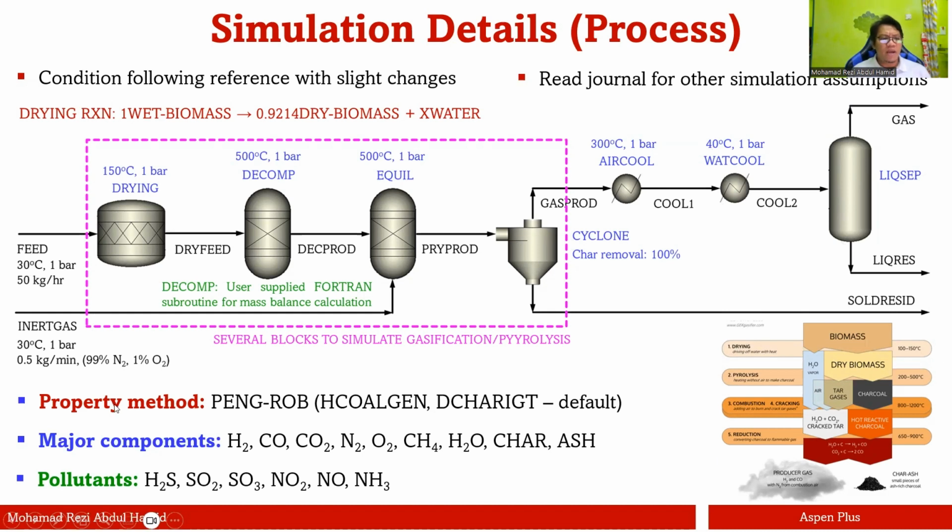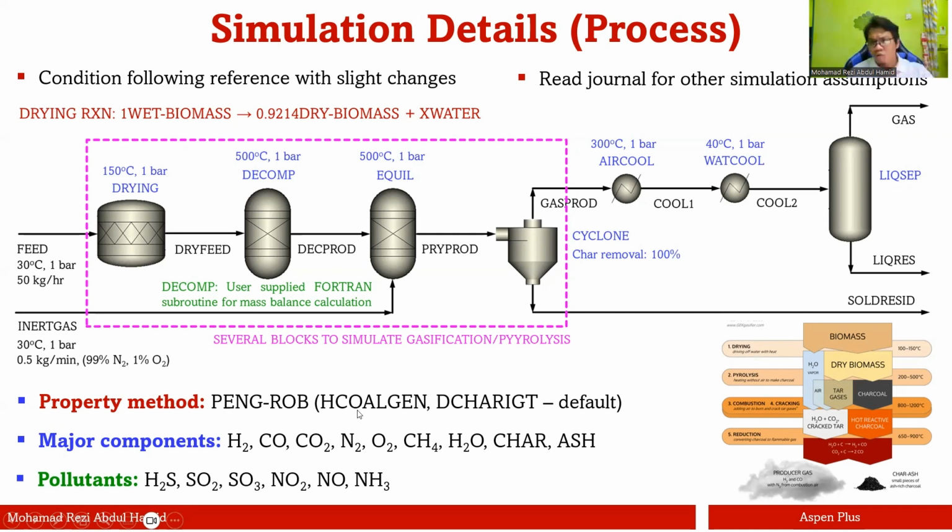In terms of property method, the paper uses Peng-Robinson, so we're going to use Peng-Robinson as well. Then we're going to use HCOALGEN and the DCHARIGT model correlation to calculate density as well as to calculate enthalpy as a function of temperature. I'm not going to go into details here, but if you refer to my previous video, you know what I'm talking about.